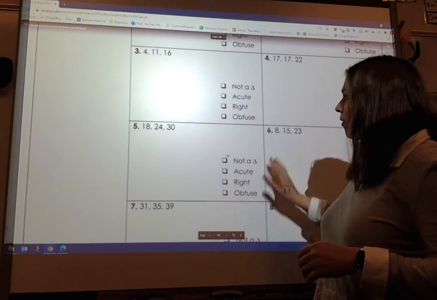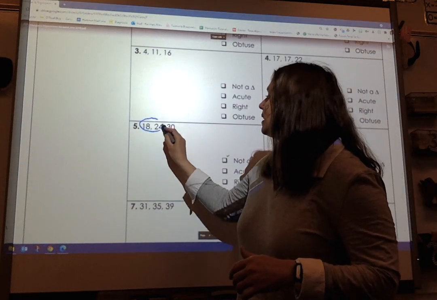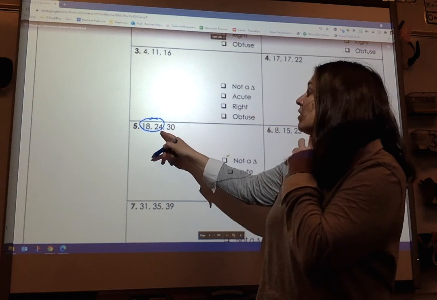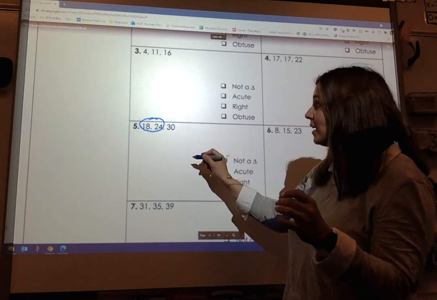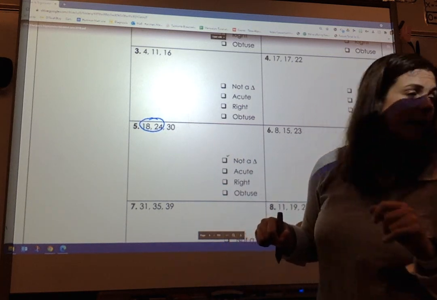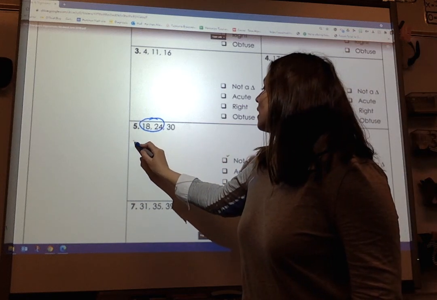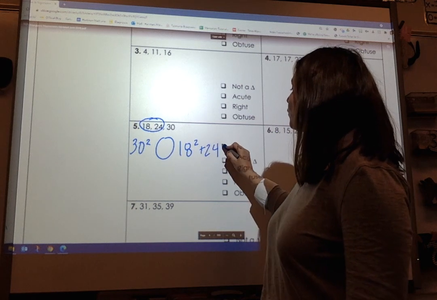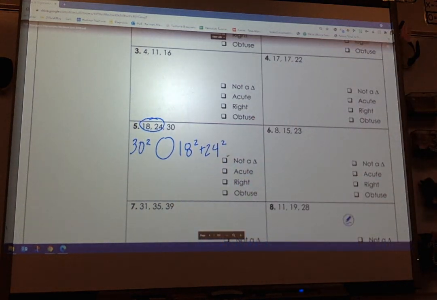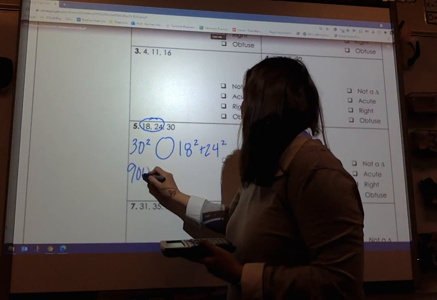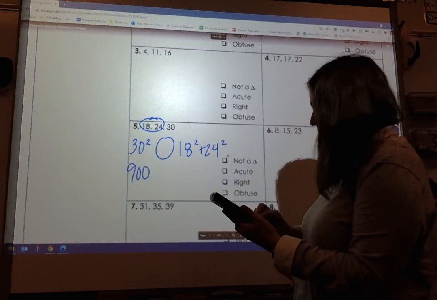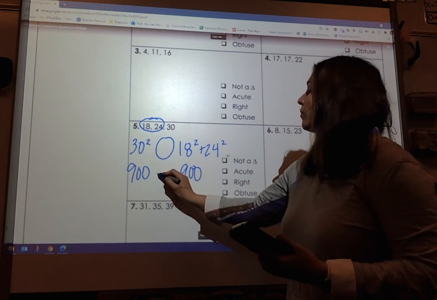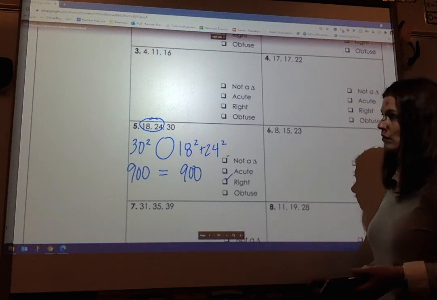Let's look at number 15. Are 18 and 24 greater than 30? Yes, 18 and 24 is greater than 30, so it is going to be a triangle. Now I'm going to test what kind. So I'm going to line it up and say 30 squared, and I'm going to compare it to 18 squared plus 24 squared. I'm going to take my calculator, and I have 900 over here. 18 squared plus 24 squared is equal to 900. And so they are equal, so it is a right triangle.